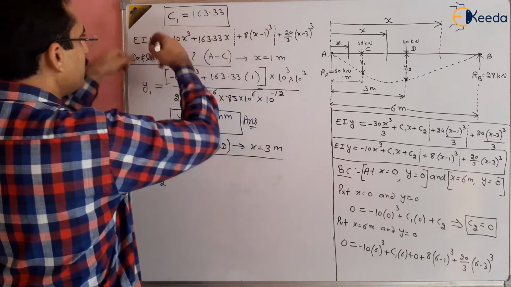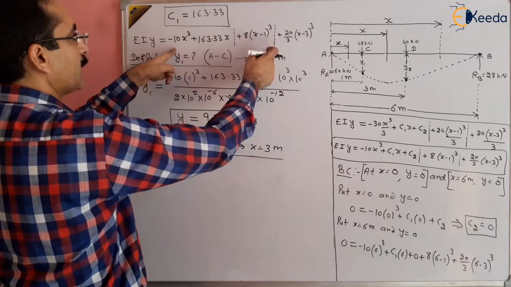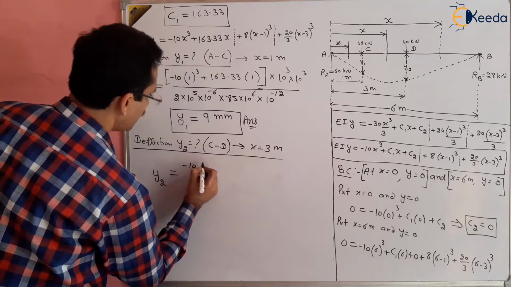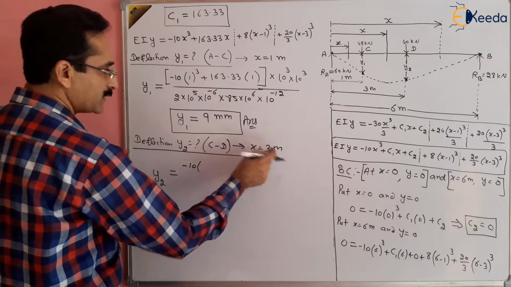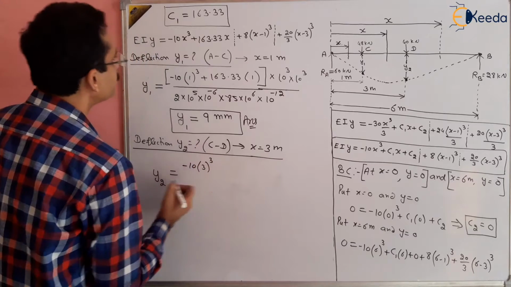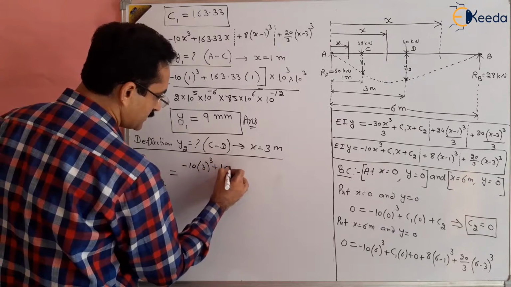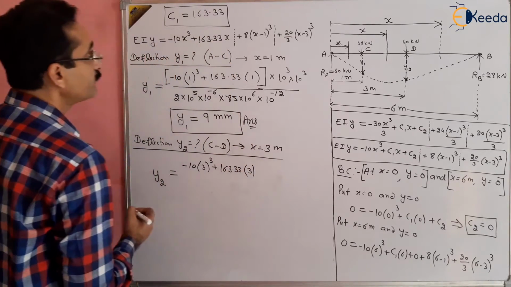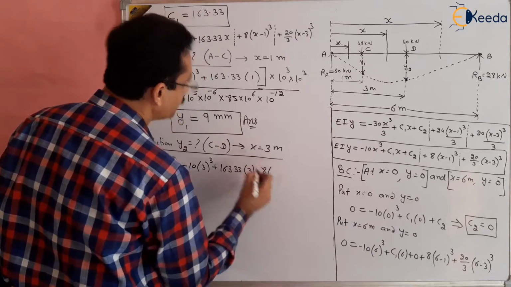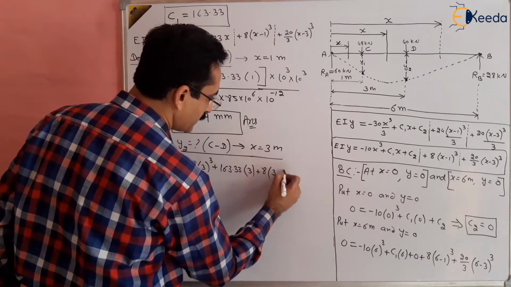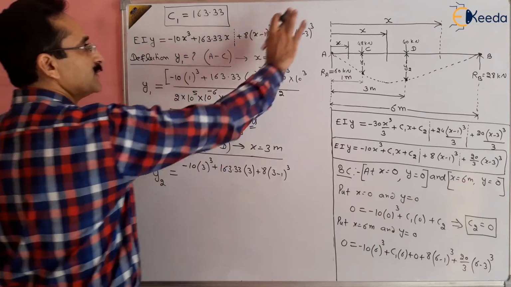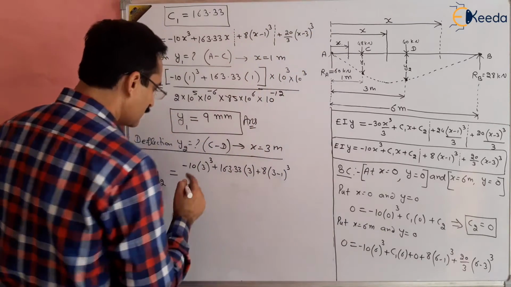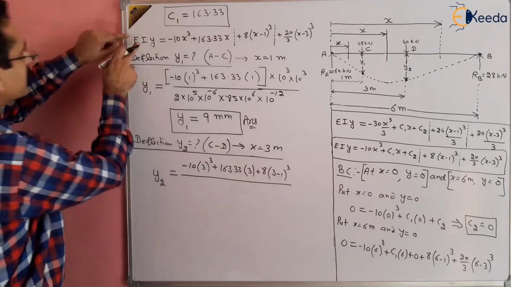So y2 will be equal to this equation divided by EI up to this part, second dotted line, because C to D is there, right? So minus 10 multiplied by x cube, we are taking in meters, so this is 3 to the power cube, plus 163.33 multiplied by x, this is 3, plus 8 times x minus 1, which is 3 minus 1 cube, and this is not required because this is the value between C to D, and this part is for D to B, divided by EI.